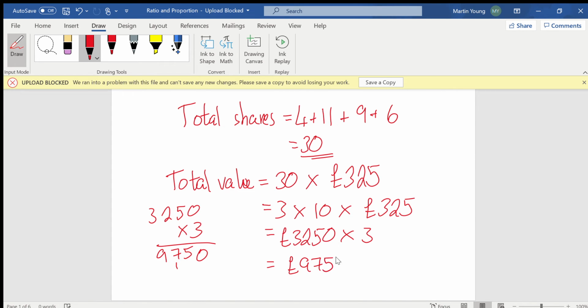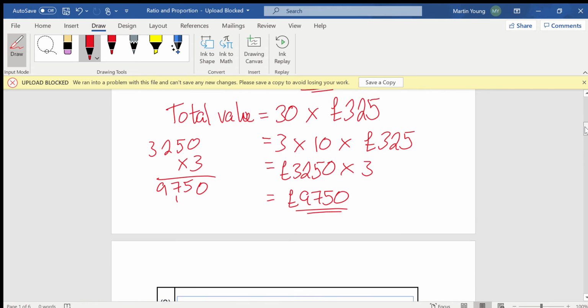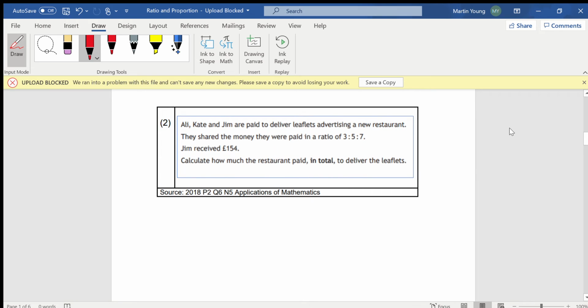That's the total amount of shares, the total amount of money that was shared out between those nieces. So that's the first example, the first question in this worksheet. Question number 2. Ali, Kate and Jim are paid to deliver leaflets advertising a new restaurant. They shared the money they were paid in a ratio of 3:5:7. Jim received £154. Calculate how much the restaurant paid in total to deliver the leaflets.